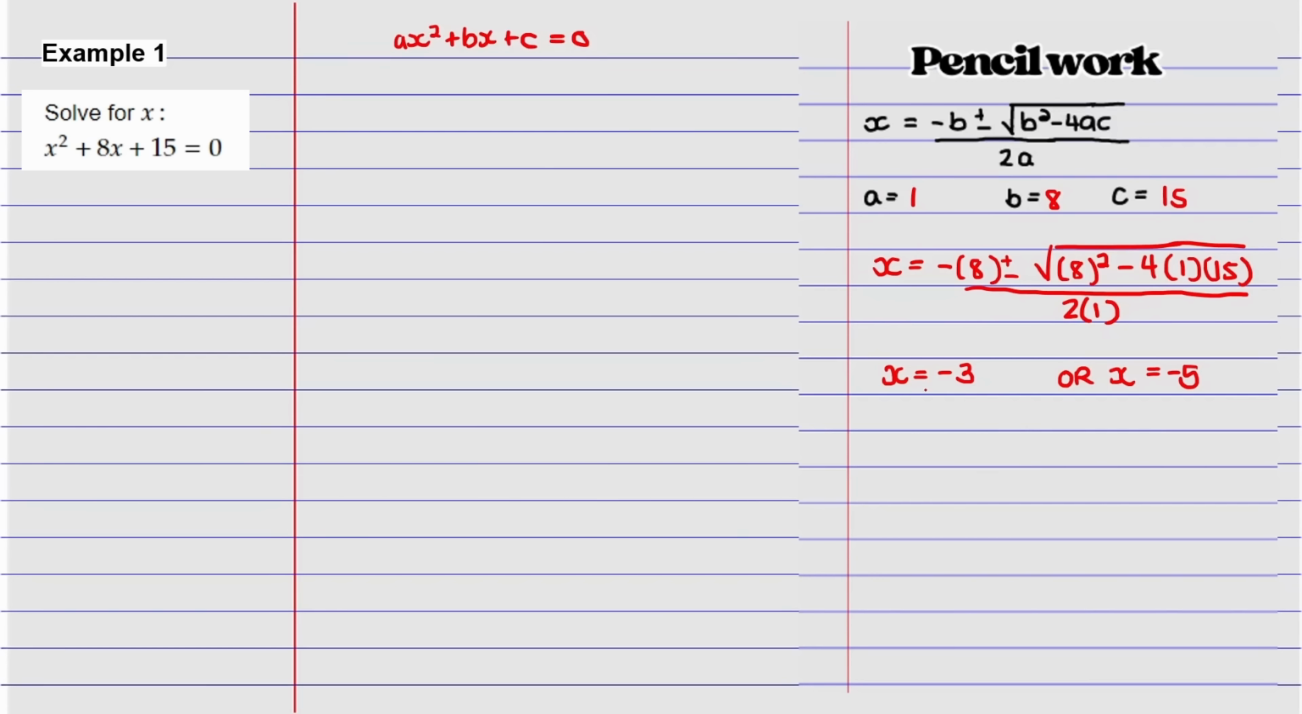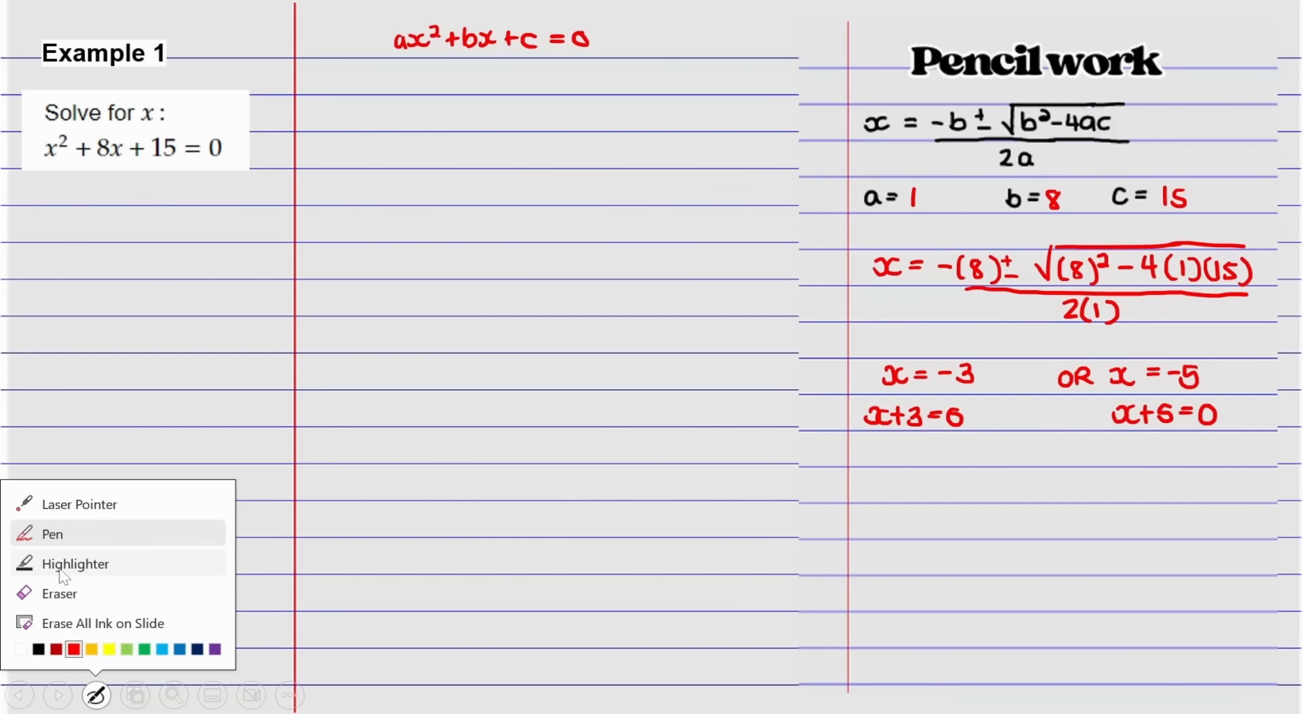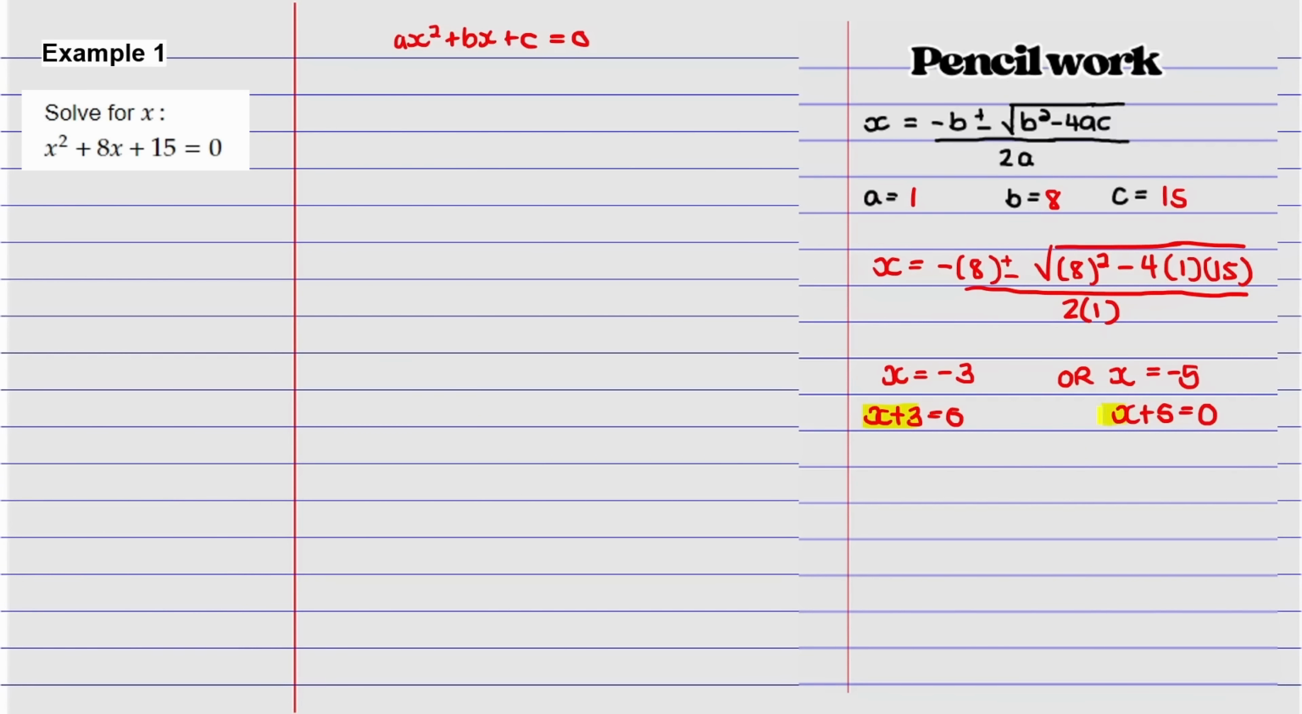So right now, I need 2 brackets to factorize this. So I'm going to take the negative 3 to the other side, which is going to be positive. So it's going to be x plus 3 is equal to 0, right? And we're going to take the negative 5 to the other side. So it's going to be x plus 5 is equal to 0. So these 2, let me just highlight them. It's going to be your 2 brackets, right?